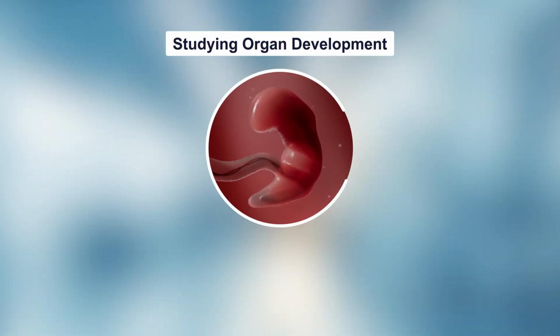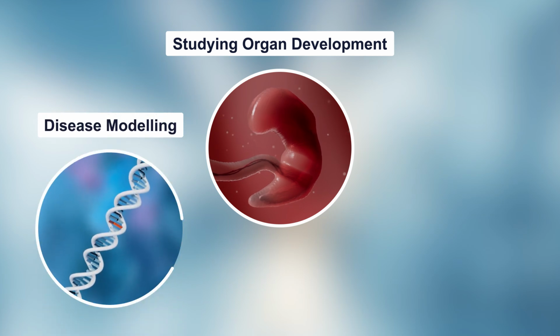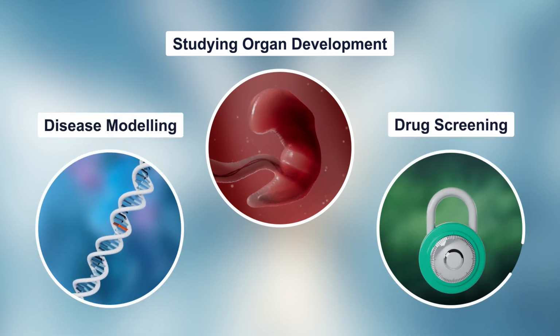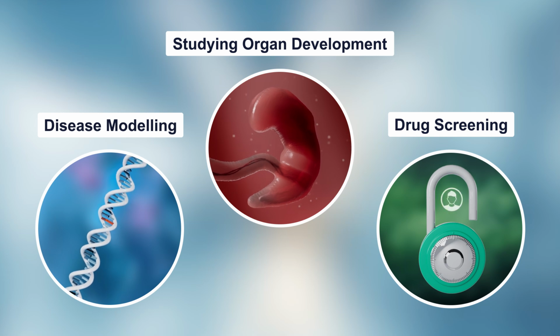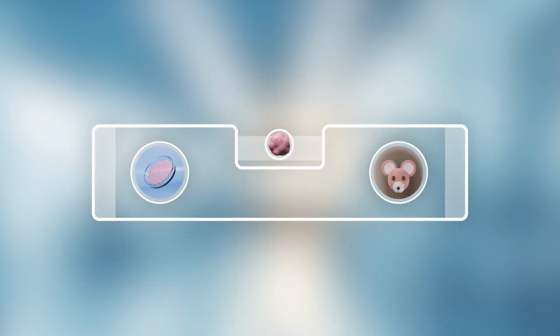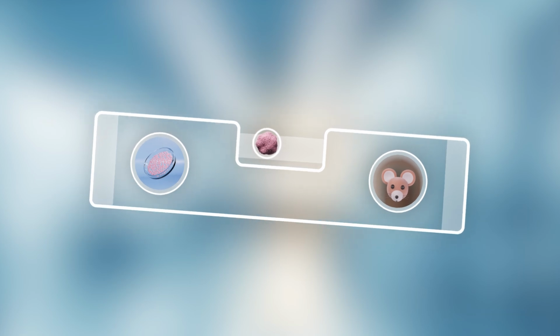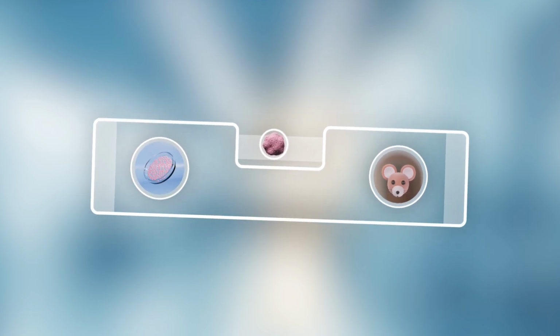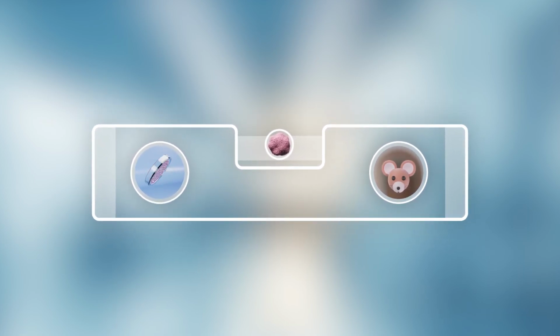But how can such models be used? Human organoids have shown huge potential to study organ development, model hereditary and acquired diseases, as well as develop patient-specific drug screening. As a result, organoids address the limitations of traditional model systems, offering a middle ground between 2D in vitro cell cultures and animal models.